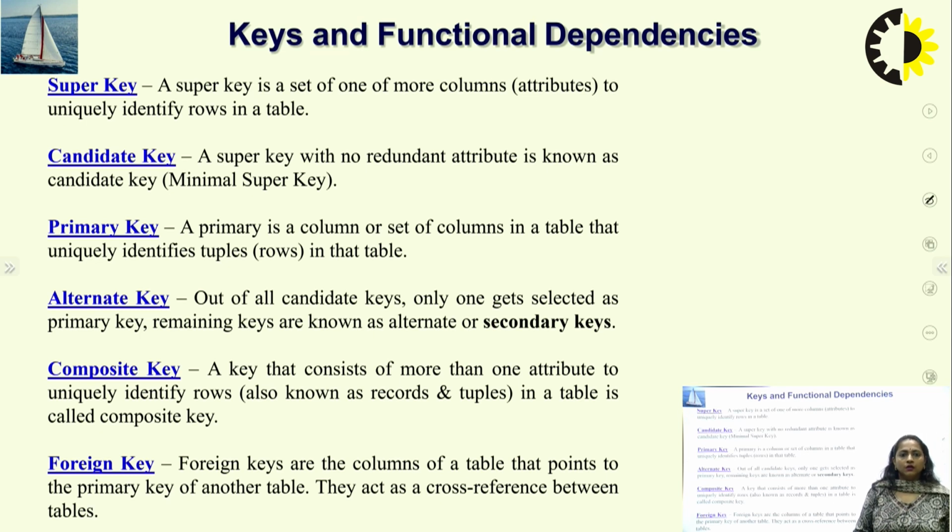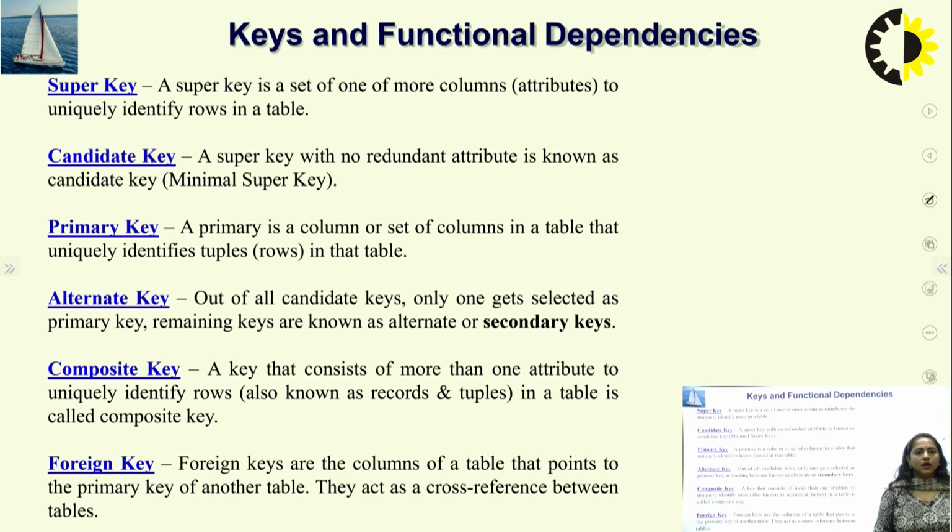Now let's understand the various types of keys that are used. The first one is the super key. We have multiple attributes or columns, and a super key can be more than one and it uniquely identifies the rows in a table. Next is the minimal super key, that is also known as the candidate key, with no redundant attribute. They can also be more than one.